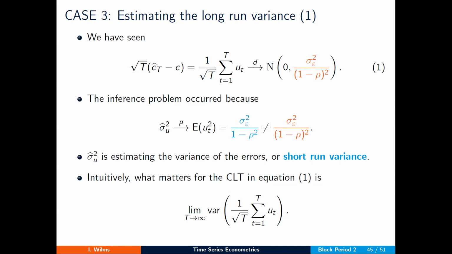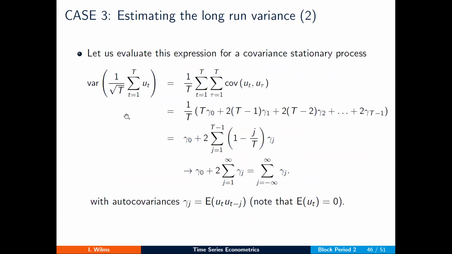So what can we do? Well, we can evaluate this expression for a weakly stationary process. And that's what we're going to look into in this slide. Now I can first take the square root of T here outside of the variance, and then I need to square it. And then I have a variance of a sum, which is nothing more than the sum of the variances, but I need to take all of the covariances into account as well.